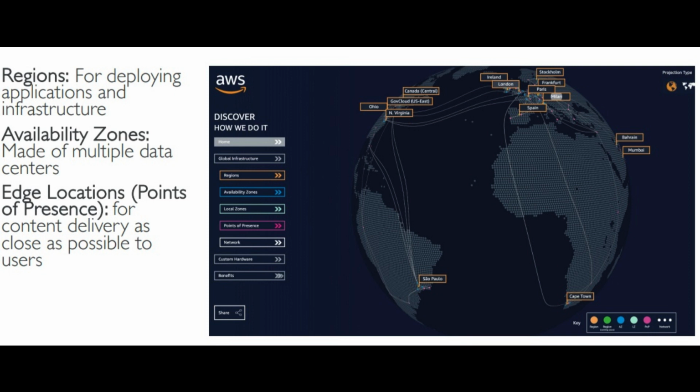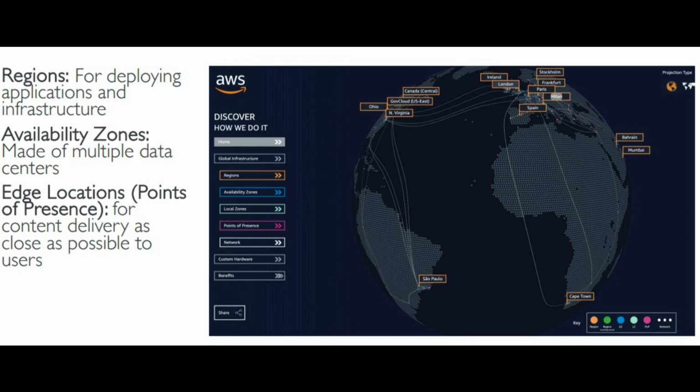Next, we have availability zones. These are subsets within AWS regions, consisting of multiple data centers that are engineered to be highly reliable and operate independently from other zones. Availability zones are interconnected with high-speed networking, enabling businesses to run production applications and databases in a highly available, fault-tolerant, and scalable manner.